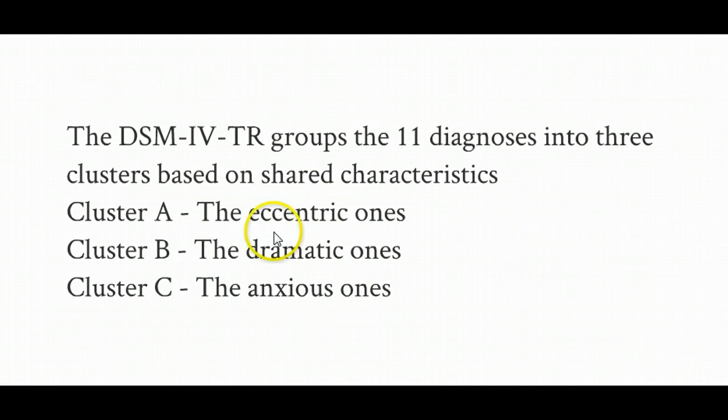So cluster A, odd and eccentric, they'll use the term weirdo, or I'm sorry, weirdo here. Dramatic, erratic, and emotional, they'll use the term wacko. And then cluster C, the anxious, they'll use the term weenie. Again, not very sensitive, so weirdo, wacko, and weenie, but it'll help you remember that it's just a mnemonic trick. Don't use that in the professional world, however.